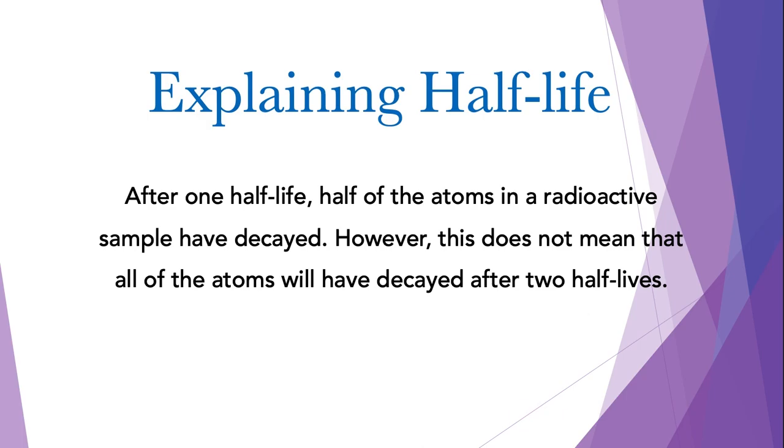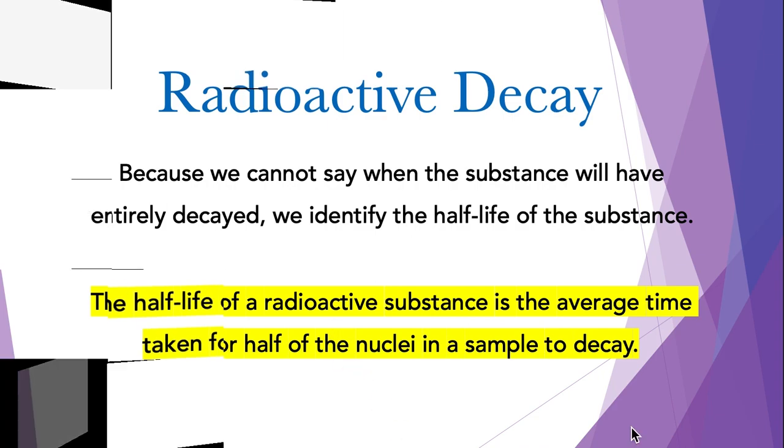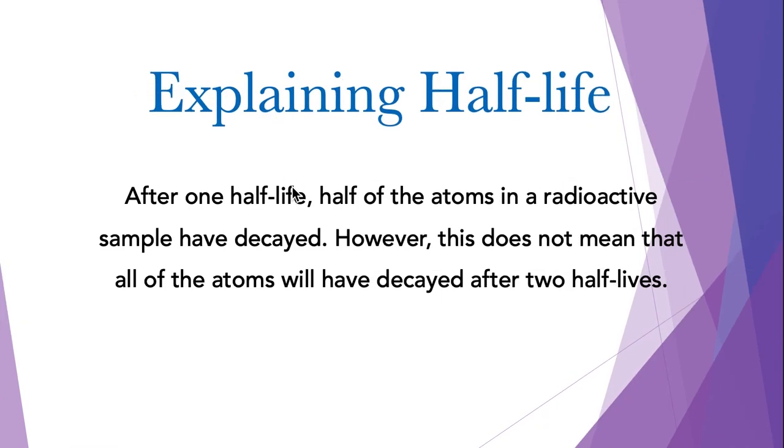Okay, so you might be thinking that if the half-life of a radioactive substance is the average time taken for half of the nuclei in a sample to decay, then 2 half-lives would be required for the radioactive substance to be entirely decayed. But that's not true, okay? After 1 half-life, half of the atoms in a radioactive sample have decayed. However, this would not mean that all of the atoms will have decayed after 2 half-lives. So let's see this in more detail.